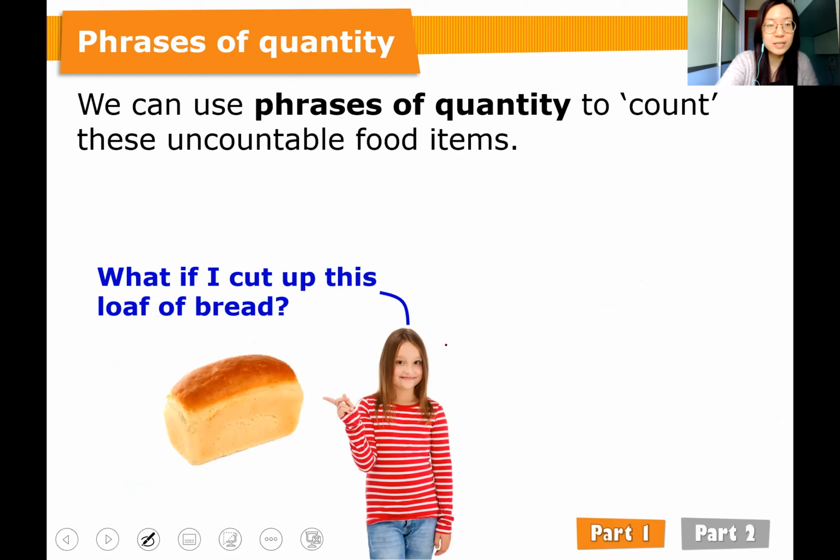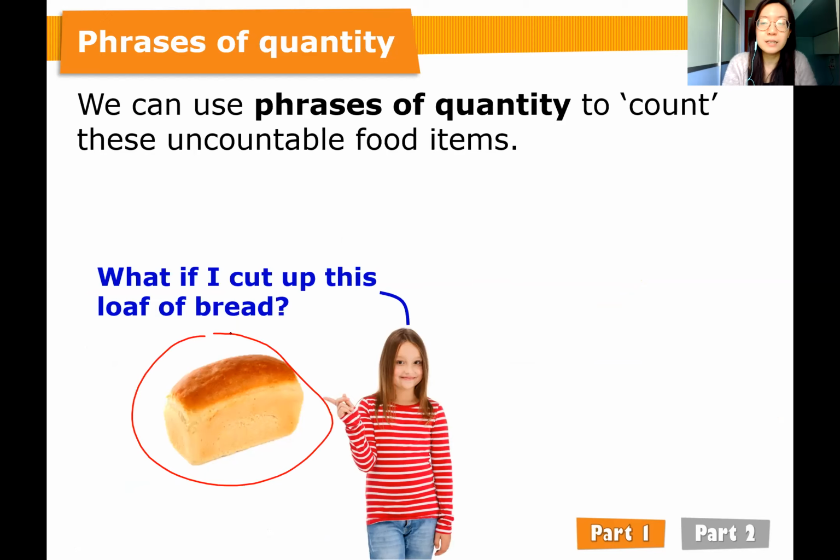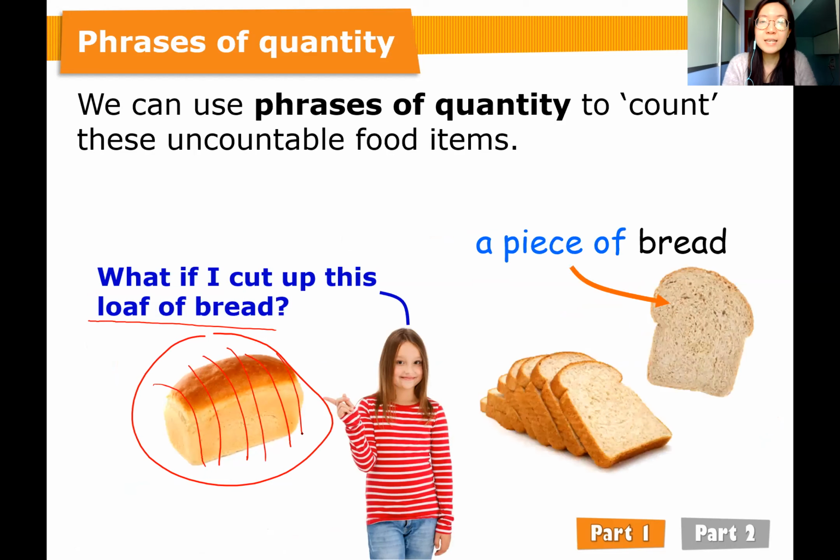So, for example, just like this, 一個麵包嚇. But in English, we have to say a loaf of bread, a loaf of bread. Okay, but how about we cut it into this way? We cut up like this. We can say a piece of bread, or a slice of bread. There are so many slices of bread, right?